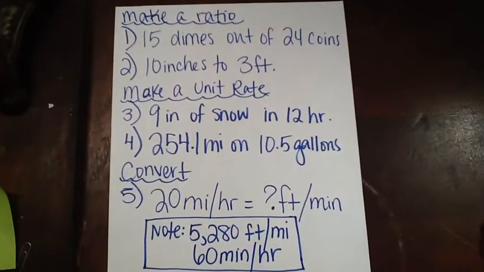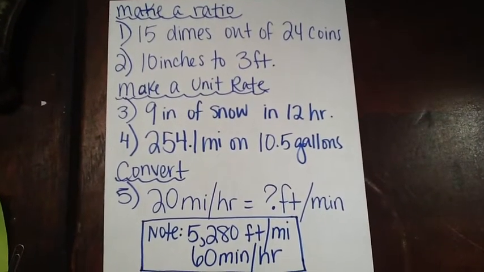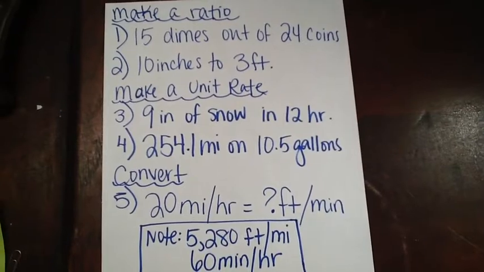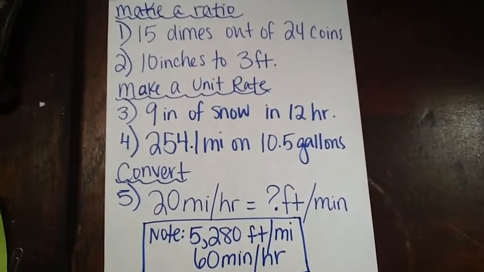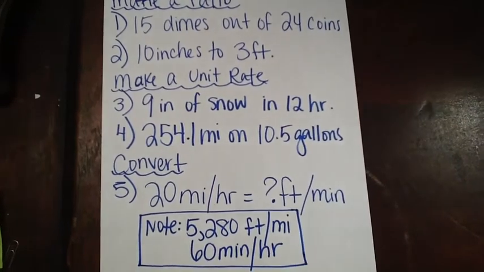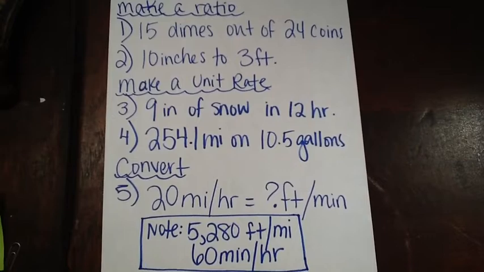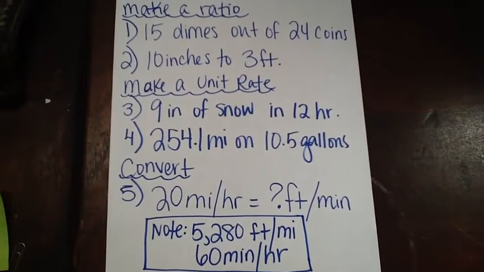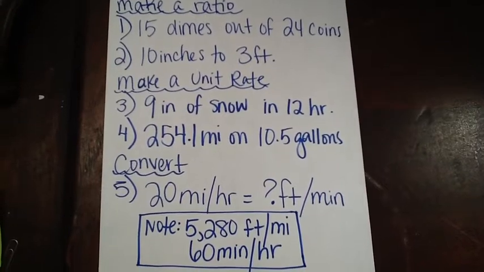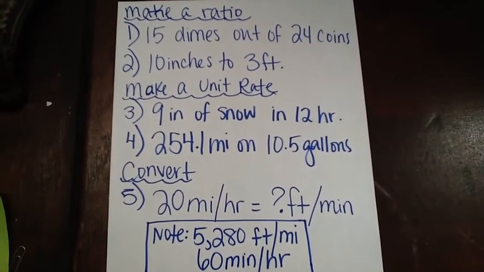Alright, you have 5 problems to do for me. Numbers 1 and 2, go ahead and turn into a ratio and put it in simplest form. Numbers 3 and 4, make it a unit rate, so that means you want the denominator to be 1. And number 5, go ahead and convert 20 miles per hour to how many feet per minute. Use the conversions down at the bottom. There's 5,280 feet in a mile and 60 minutes in an hour. Alright, good luck. We'll see what you get tomorrow.